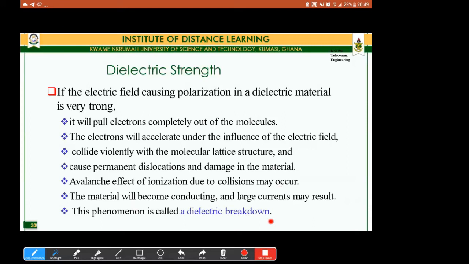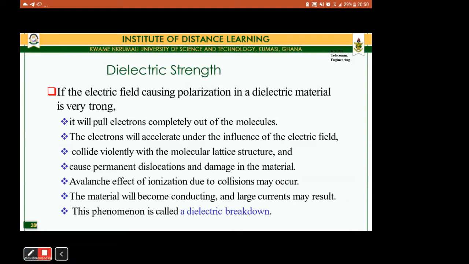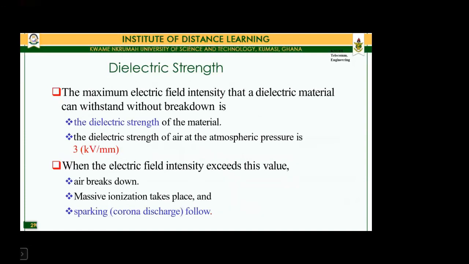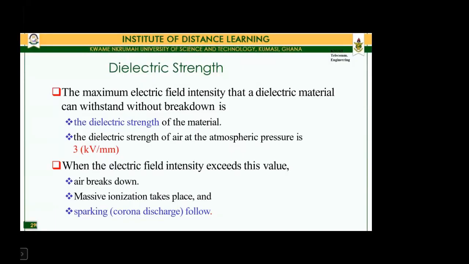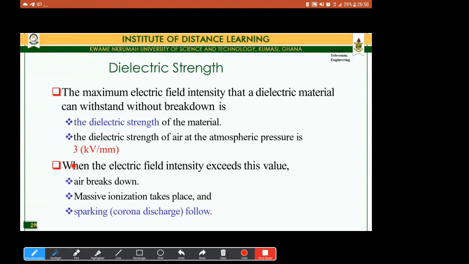And as I indicated, the ability of the material to withstand the breakdown is called its dielectric strength. So the maximum electric field intensity that a dielectric material can withstand without breakdown is called the dielectric strength of the material. The dielectric strength of air at atmospheric pressure is given as 3 kilovolts per millimeter. In terms of kilovolts per meter, this would be 3 megavolts per meter. And that's a very high electric field.